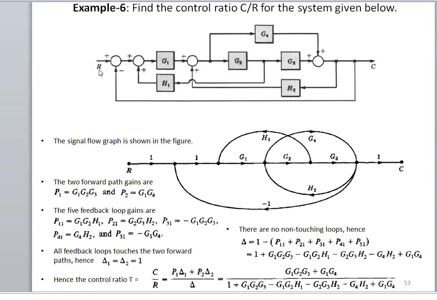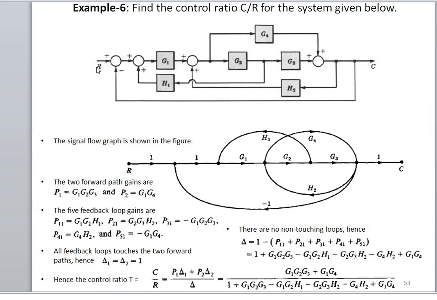So you can see the input signal here. All the inputs and outputs should be represented by nodes. So I am representing R as one node, and output C as another node. Now if you see, there are two summing points. These two summing points are again represented by two nodes. One is this node and another one is this node. Two summing points are represented by two nodes: this is the node corresponding to the first summing point, and this is the node corresponding to the second summing point.